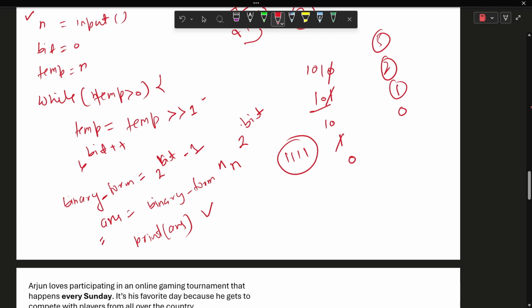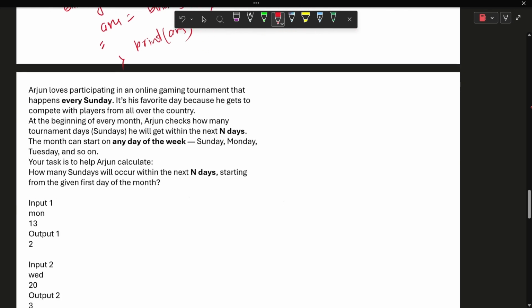Now I hope you understand the problem and how we can solve it. It is an easy problem, or we can say it is a medium level problem, not a hard problem. Now let's move to the next problem. What does it say?